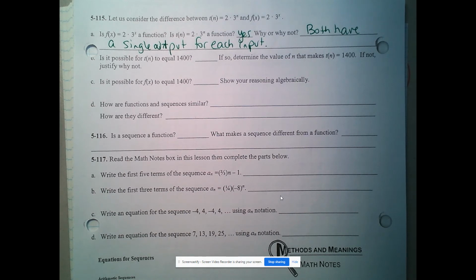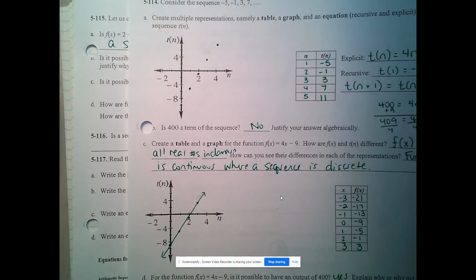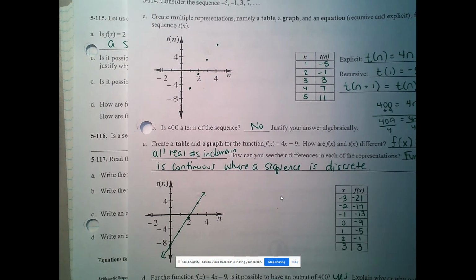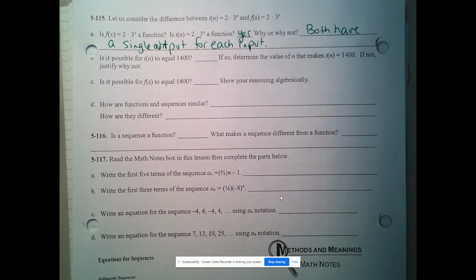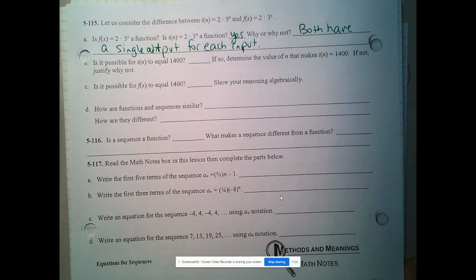Also, we could say they both pass the vertical line test. If you think to the graphs that we just drew, one is a sequence, one is a function, both pass the vertical line test. Is it possible for t of n to equal 1400?